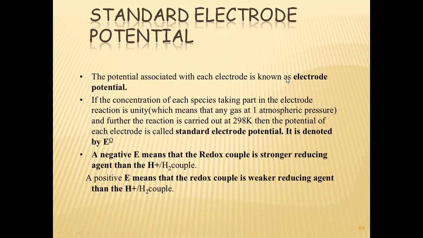A negative E means the redox couple is a stronger reducing agent than the H+ to H2 couple. If the value of E comes in negative, it means that we have a stronger reducing agent. If we get the value in positive, it means that your redox couple is a weaker reducing agent. So by knowing the value of E, which comes in positive or negative, we come to know whether it is a stronger reducing agent or a weaker reducing agent. Clear?